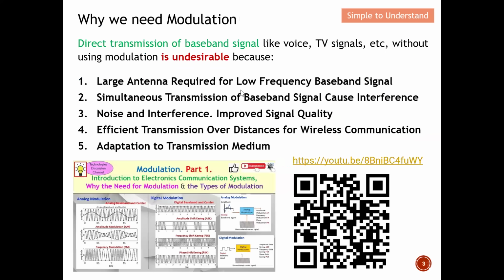Previously I have explained why we need to do modulation. In fact, there are 5 reasons why we need to do modulation. The key idea is to reduce the antenna size and also allow simultaneous transmission. If you are keen to know more about all this, please take a look at this particular video. I have put a QR code. You can scan this QR code to see the video in order to understand the reason why we need to do modulation.